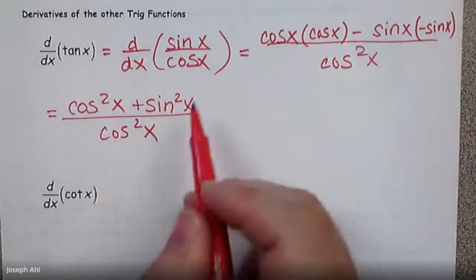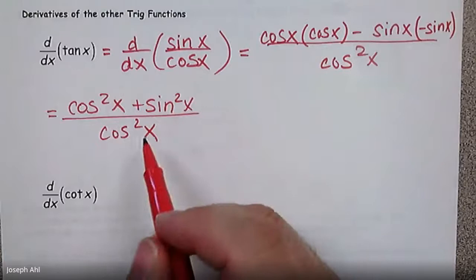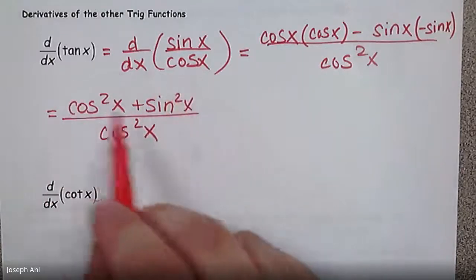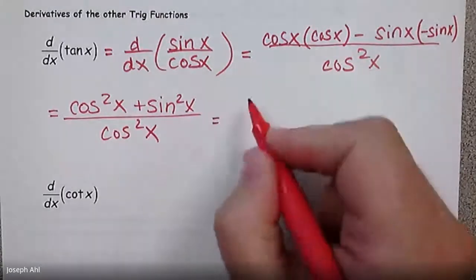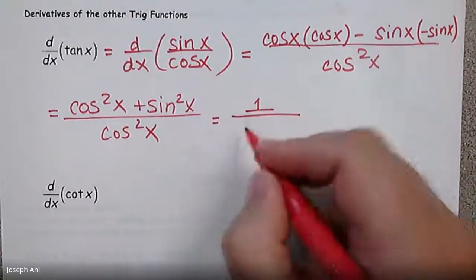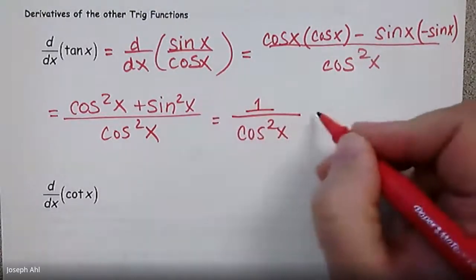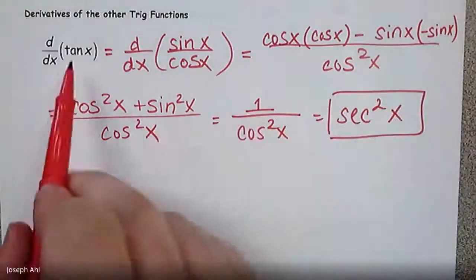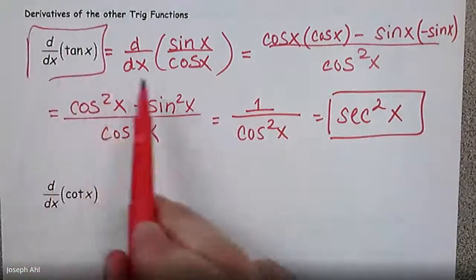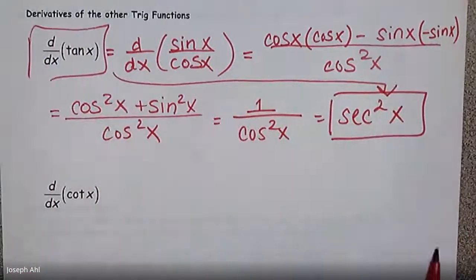And you could probably do some separation to figure out what's going on here, but why don't we recall that this is a Pythagorean identity, right? It's going to be the easiest scenario. Cos squared plus sine squared is 1 over cos squared, and 1 over cos squared might be better known as secant squared. So check that out. The derivative of tan, to start, is secant squared.